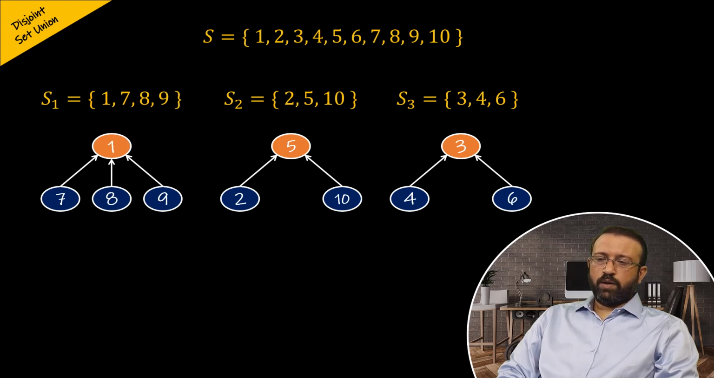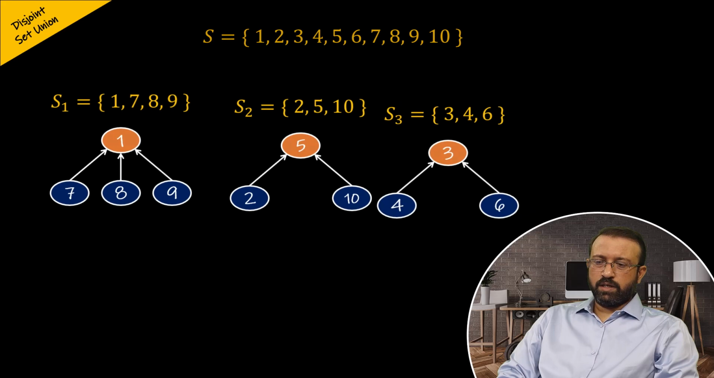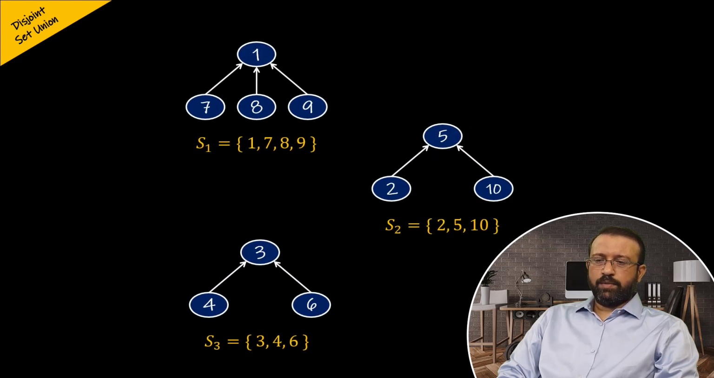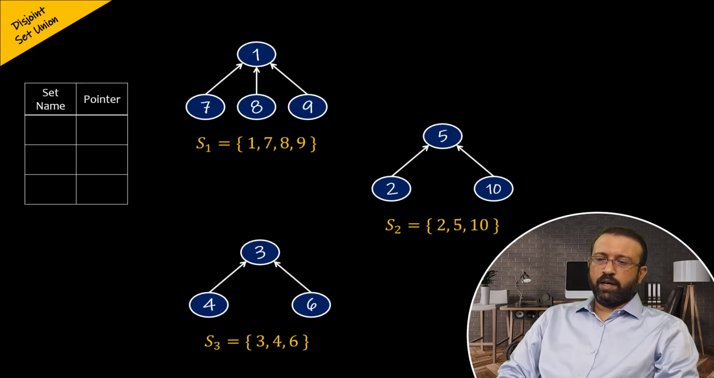Now, apart from this, we can maintain a pointer to the root of the tree representing the disjoint sets. So, we will have a table with the disjoint set name and pointers. For example, we will have a disjoint set name S1 and a pointer to the root of the tree representing S1. That is a pointer to the tree with root element as 1.